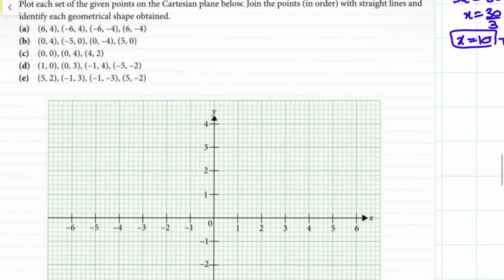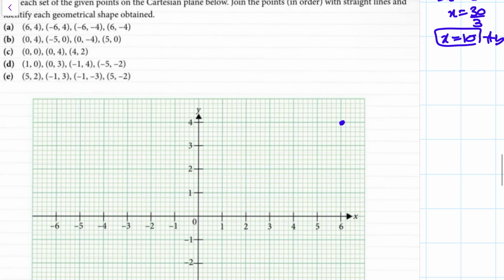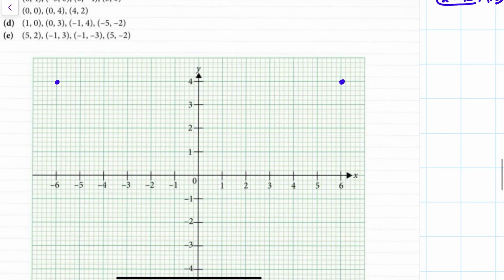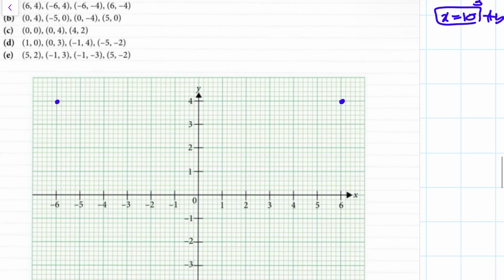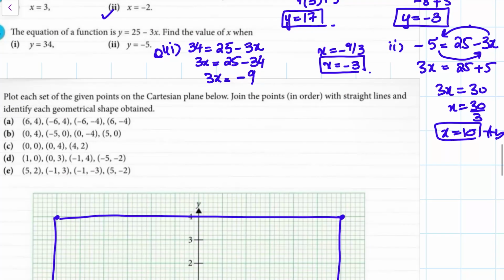Now, plot each set of the given points, join the points in order with straight lines and identify the geometrical shape obtained. I've discussed this in the previous video as well, but since it came along in the exercise, let's do a question. 6, comma 4, minus 6, comma 4, minus 6, comma minus 4, and then we have 6, comma minus 4. So it's very clearly a rectangle.